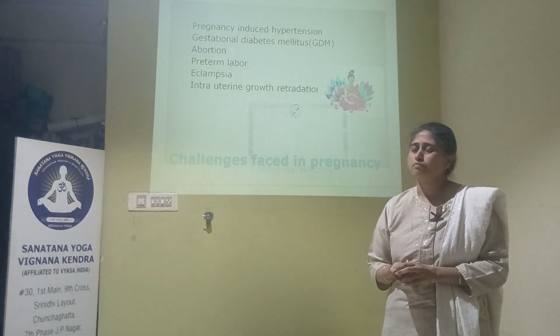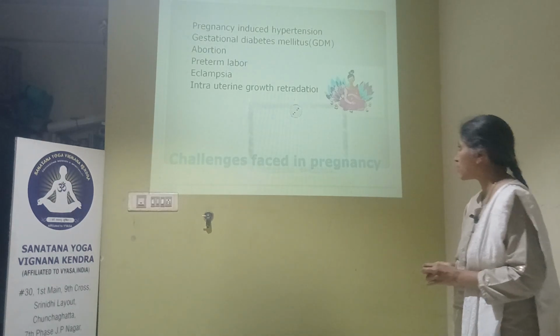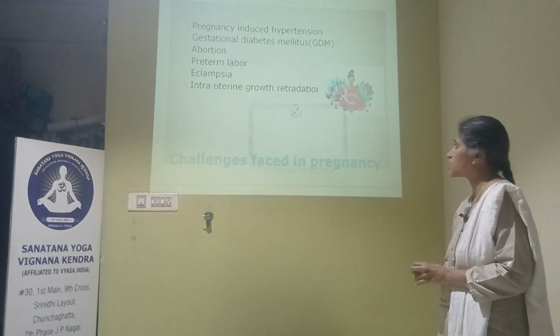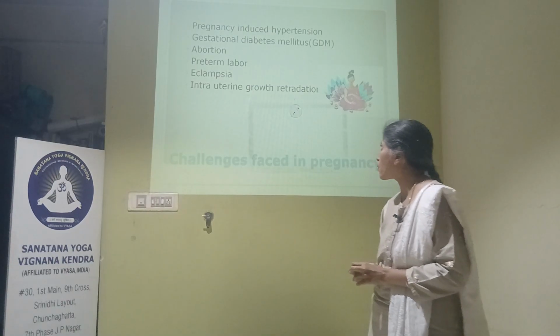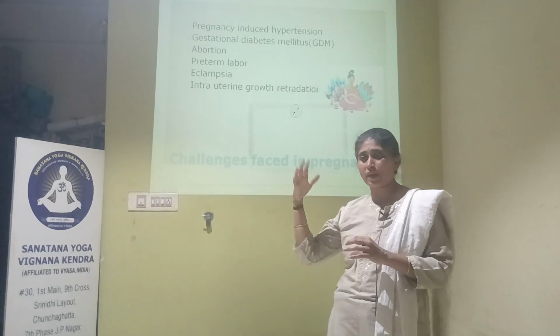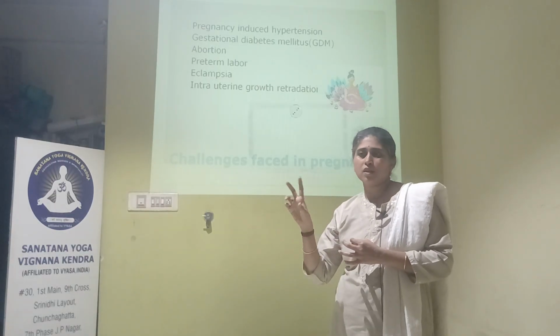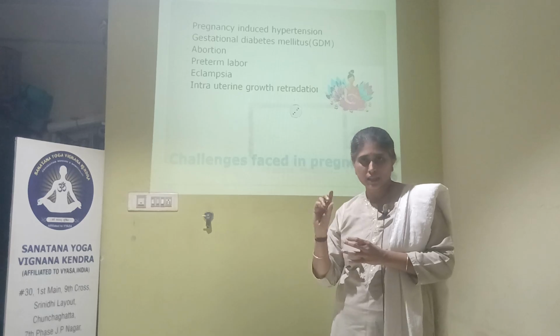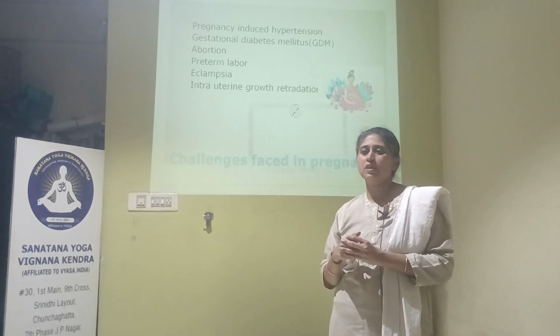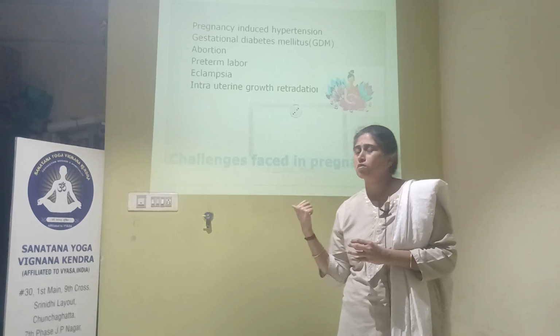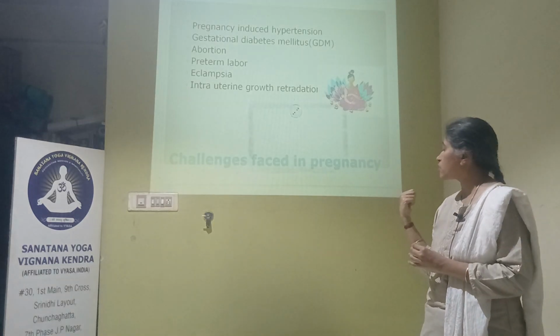This is one of the challenges. Preterm labor, eclampsia. Eclampsia is when the hypertension becomes more and more during the delivery. That converts into a problem, and there is worry for the baby and the mother. So next, intrauterine growth retardation.